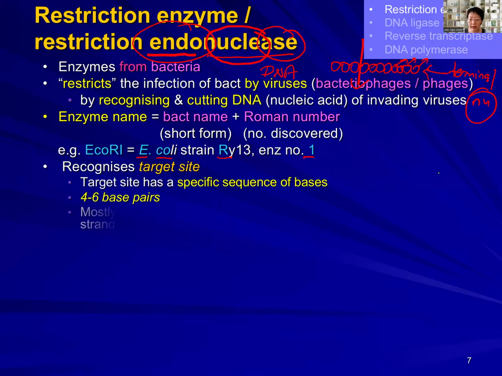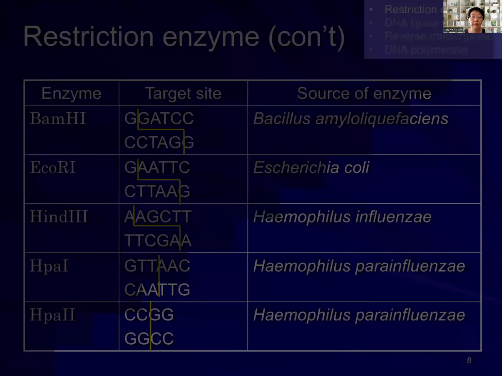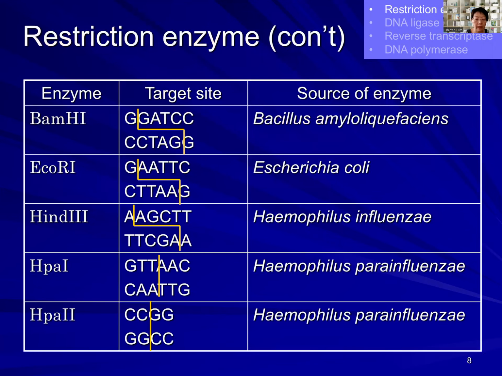If you look at the next slide, these are examples of the enzymes, and these are the target sites of the enzymes. The target site is very specific because they bind to that target site based on the base sequence there. Each enzyme has its own target site with a specific base sequence, and the base sequence, as you can see from here, is between 4 to 6 base pairs.